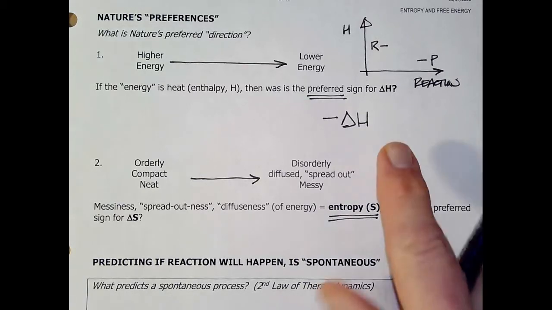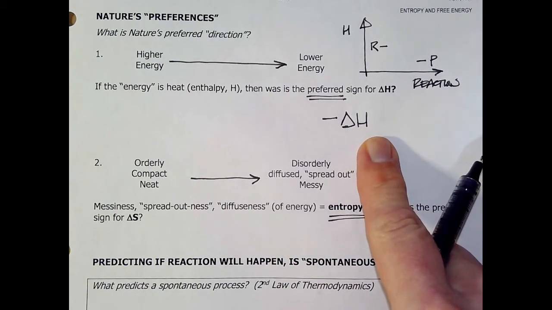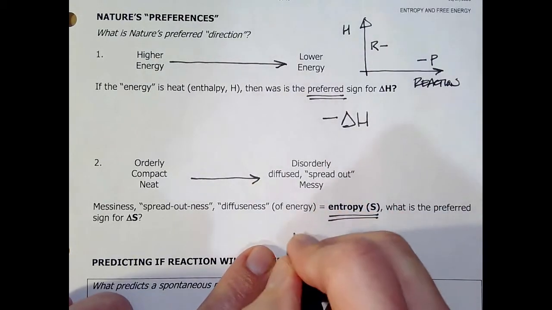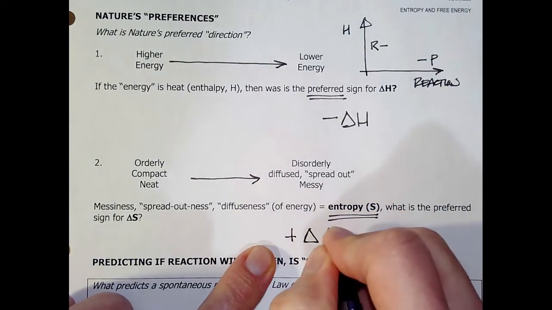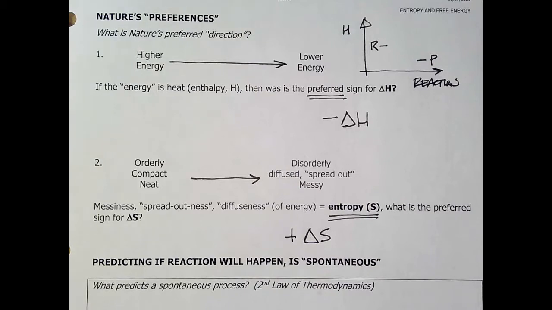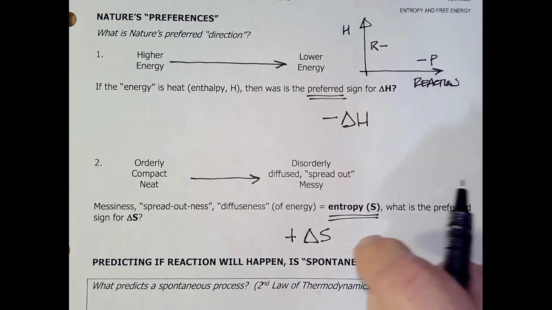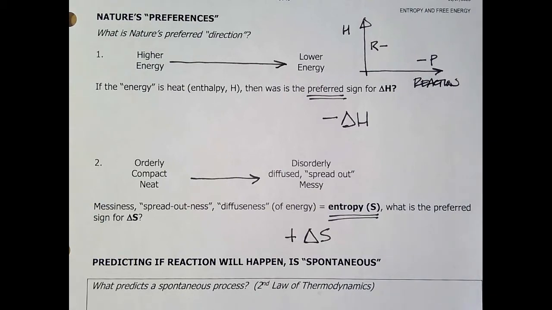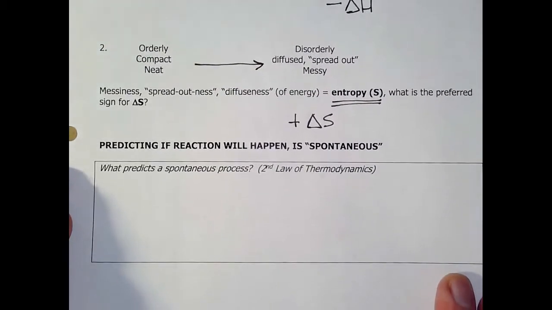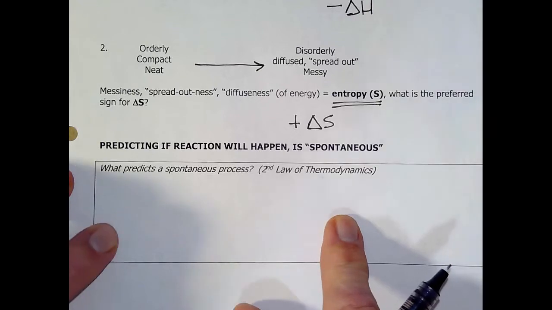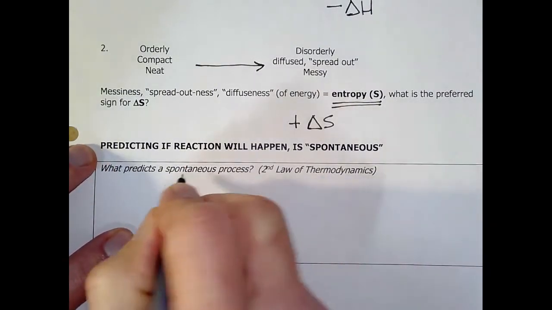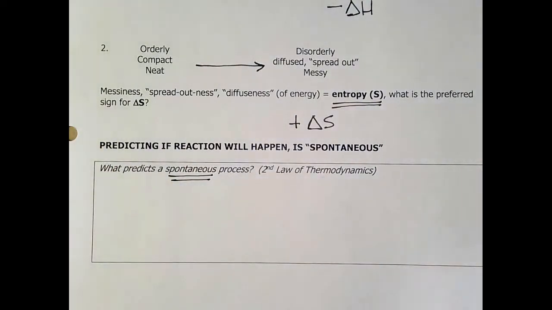Nature would like to go downhill in energy because it's lazy, and nature would like to increase the messiness, the diffuseness. So here's what nature's saying. I'd like to lower it, and I'd like to make a mess. Well, this brings us to a big idea. The second law of thermodynamics says, for any spontaneous process, that just means it happens. Once you start it, it just happens.